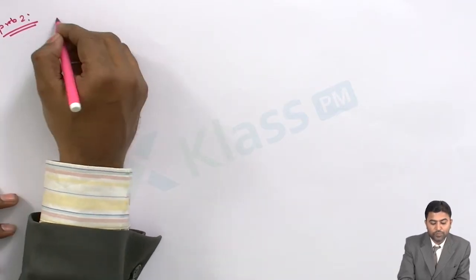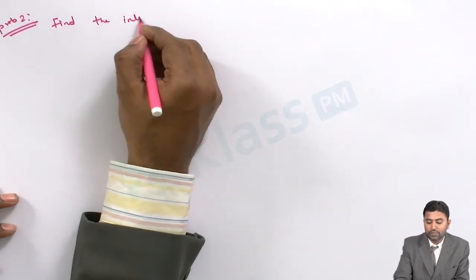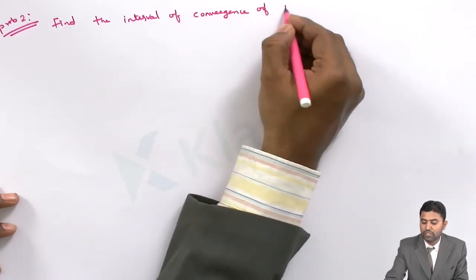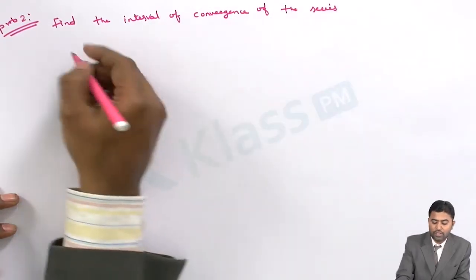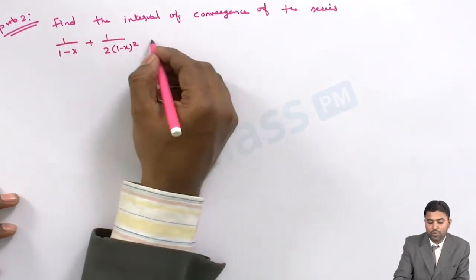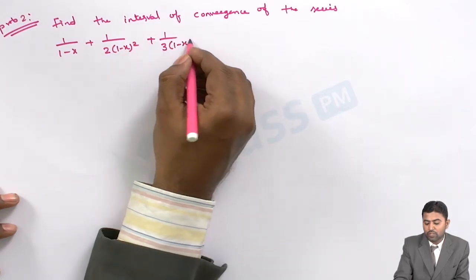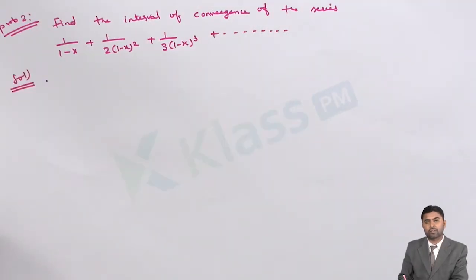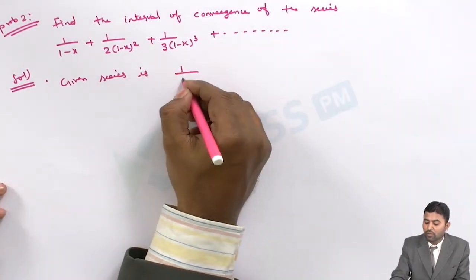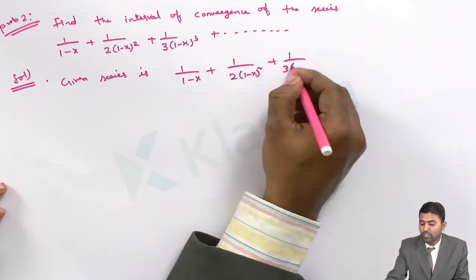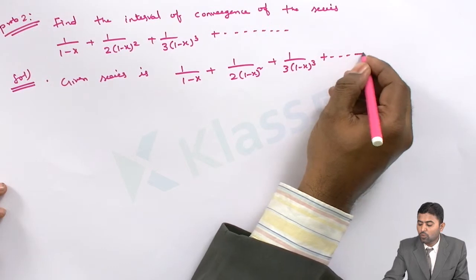Okay, problem 2. Find the interval of convergence of the series 1 by 1 minus x plus 1 by 2 into 1 minus x whole square plus 1 by 3 into 1 minus x whole cube plus and so on. See that again we don't have the value of x, whether it is positive or negative, right? Given series is 1 by 1 minus x plus 1 by 2 into 1 minus x whole square plus 1 by 3 into 1 minus x whole cube plus and so on.